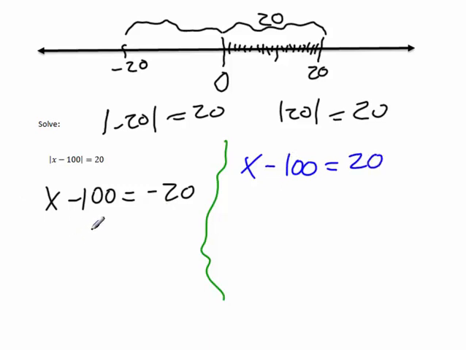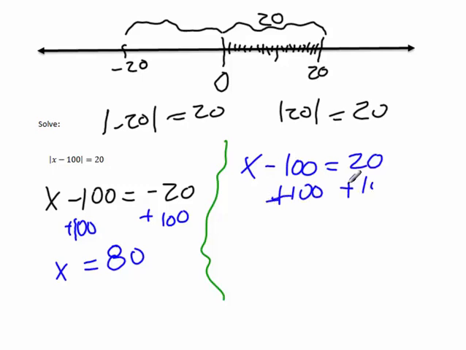And clearly I need to add 100 to both sides, plus 100. And so we get x equals negative 20 plus 100 is 80. And whenever I go over here and I add 100 to both sides, plus 100 and plus 100, I get x equals 120.